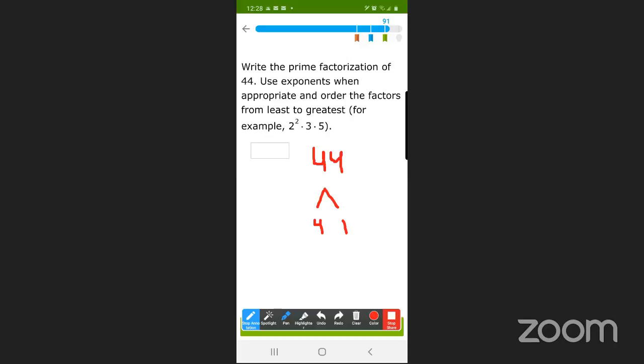Who's doing this? I am, Alina. Okay, good job. So starting from the least to the greatest, 11 times 4. Okay, we still have, it's not prime, right? Yeah, there's still a lot more. That's why you should use the smallest number 44 can be divided by. Alina, you still need to simplify it.